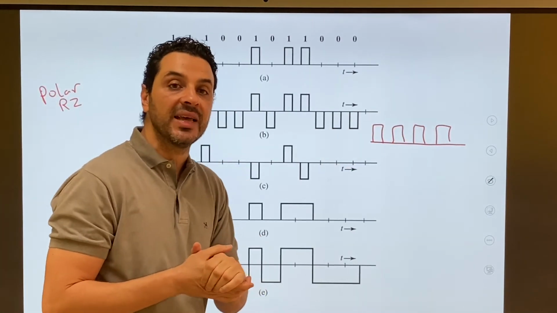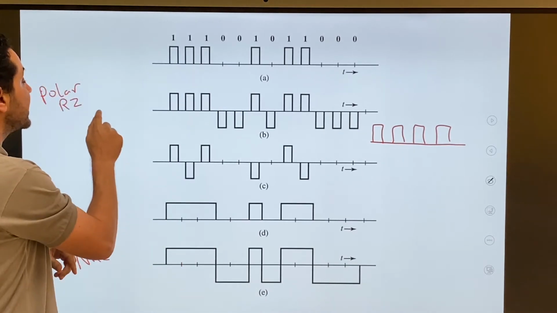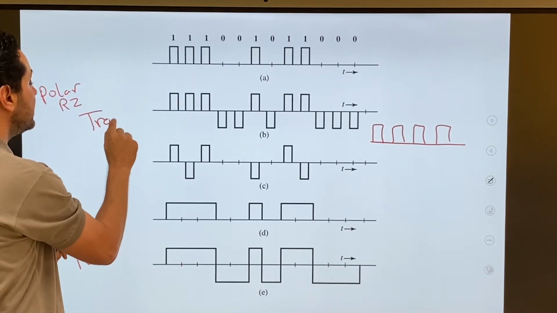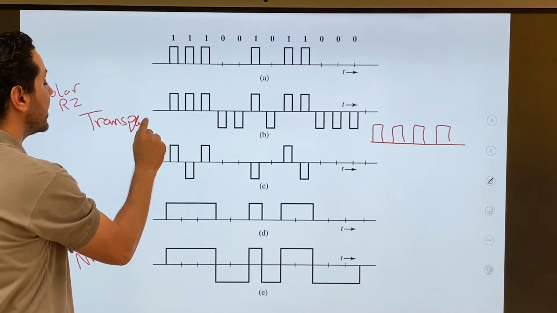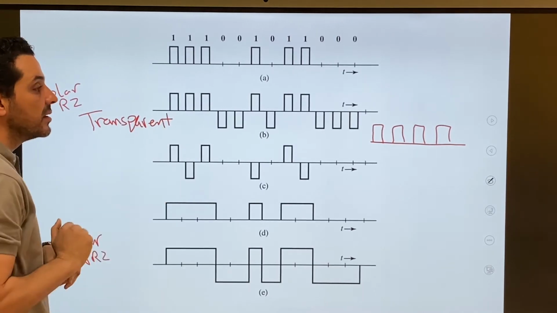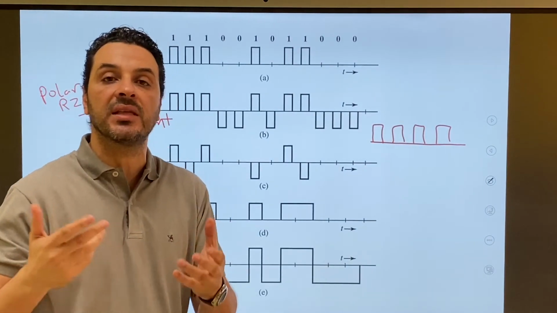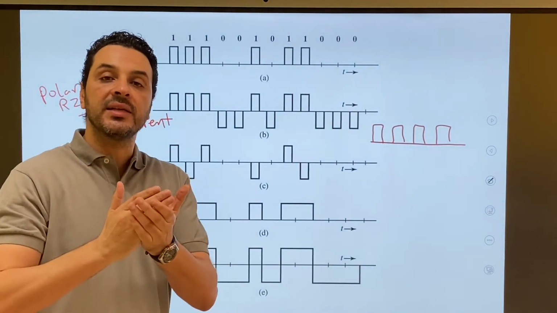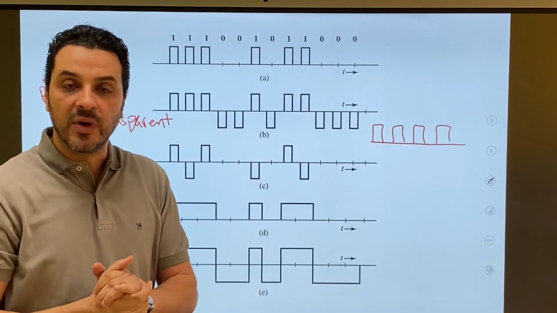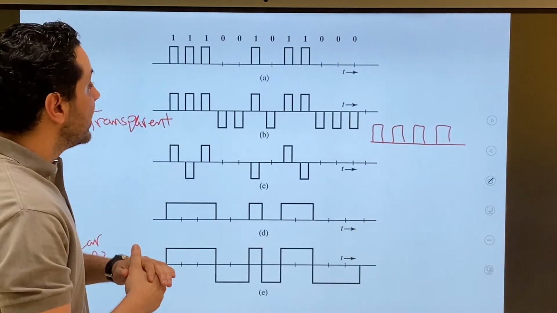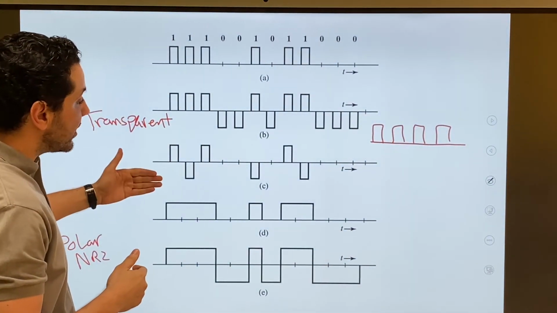That's why we say that the polar return to 0 is a transparent line coding scheme. Why transparent? Because it can extract the timing information regardless of the sequence of ones and zeros. The on-off and the bipolar.